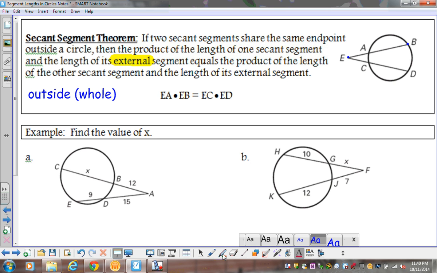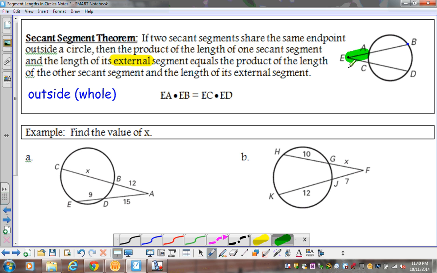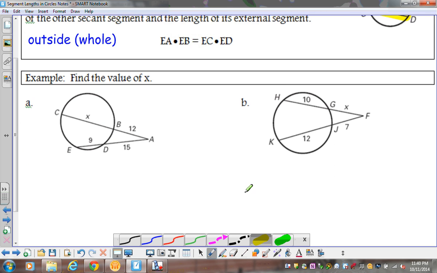So if you look over here again, EA times EB. EA is my outside piece, times EB, the length of the whole thing. So outside times whole equals the outside piece times the whole piece. All right? So let's look at a couple examples real quick.